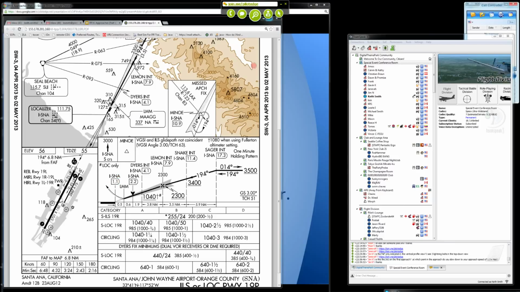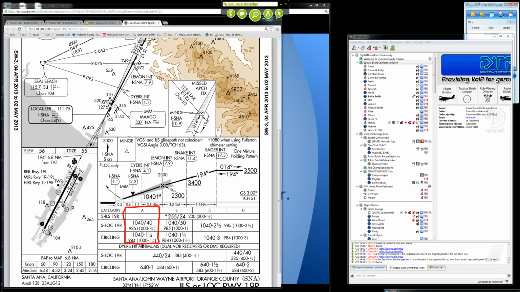Oh, that's where that big pointer was. There we go. It's now been narrowed down to this. There we go. So knowing what category you're in and what type of approach we're flying cuts it down by a factor of 5. So all we care about is now we have to decide which of these three minimums applies to us. So if we're flying the straight-in ILS 19 right, actually I take that back.